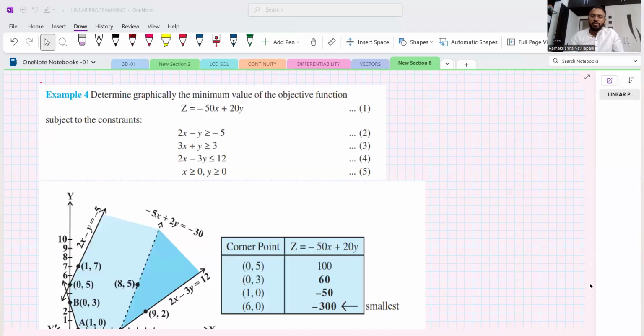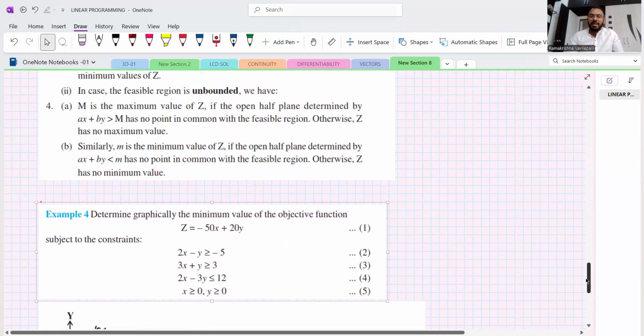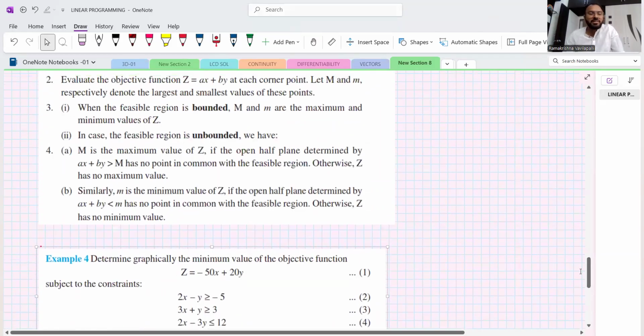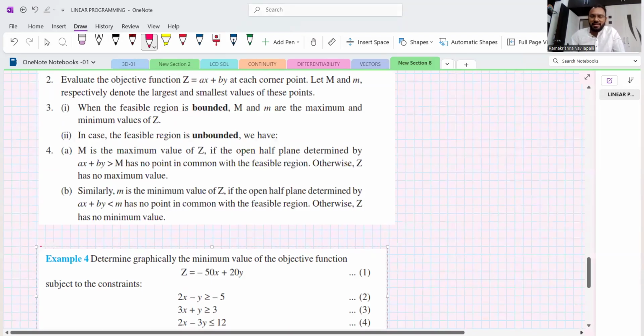Now I'm going to explain the unbounded region and the minimum and maximum of the objective function. Here we have a few points. M is the maximum value of Z if the open half plane determined by ax plus by greater than M has no point in common with the feasible region. Right? I'll explain what this point is.